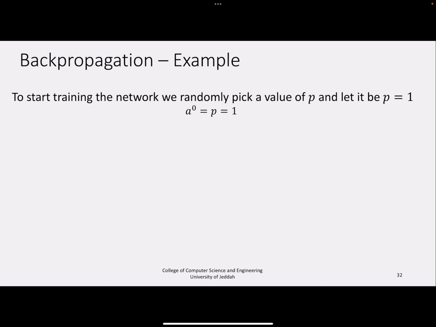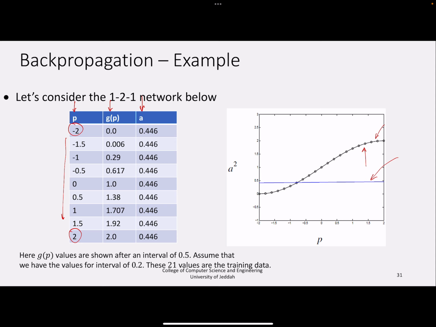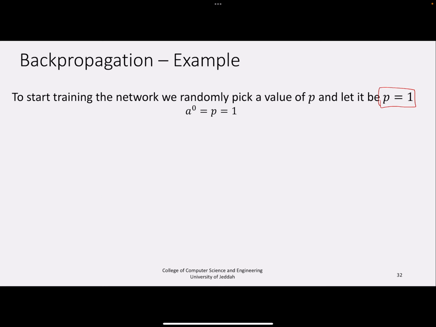So to start training the network, we can randomly pick any input. Let's say for the first input, you pick p equal to 1. That would be this one over here, and it should give 1.707 at the output. That's what we want to happen. What will actually happen is we'll get this.